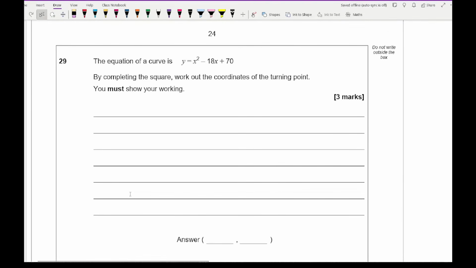So looking at question 29, which is our last question, it says the equation of the curve is y equals x squared minus 18x plus 70. By completing the square, work out the coordinates of the turning point. So for this, what we need to do is factorize this in the form of (x plus a) squared plus b. And our turning point, when we've got it in this format, is going to be minus a, b. So it's the value of the bracket that makes x equal to 0. And we can go from there.